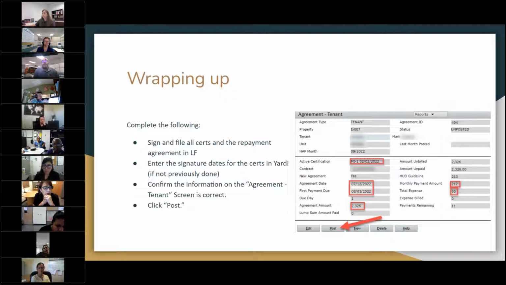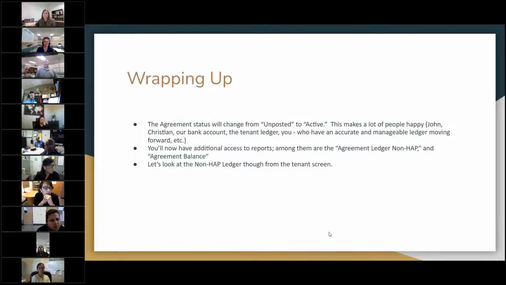So once all the certs are signed, once the agreement is signed and in Laserfish, you'll enter the signature dates for the certs in Yardi, if you haven't already. Confirm everything on this agreement, and then the very last thing is to click post. That's going to change the status from unposted to active. And this is kind of the engine that drives a lot of this. And it makes a lot of people happy. John, Christian, the ledger, our bank account, everyone. Posting this agreement should work towards fixing the ledger, should work towards making things a lot clearer to a lot of people.